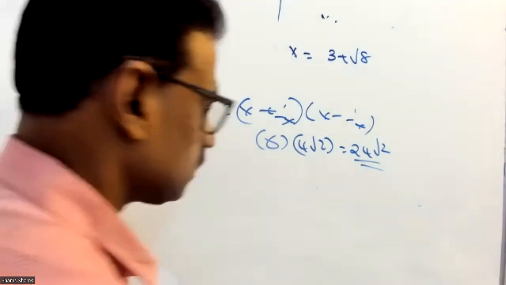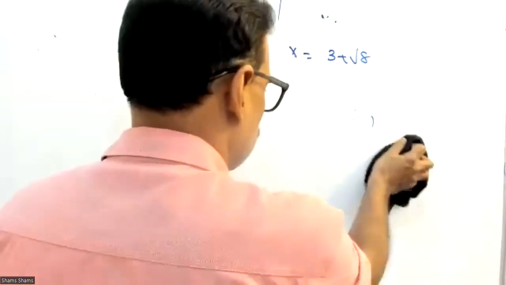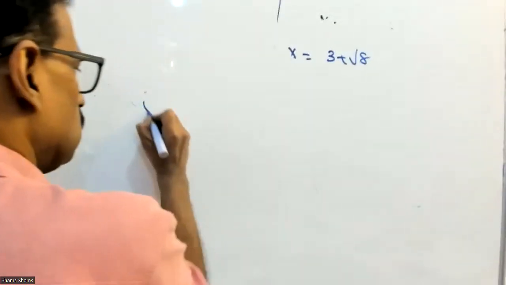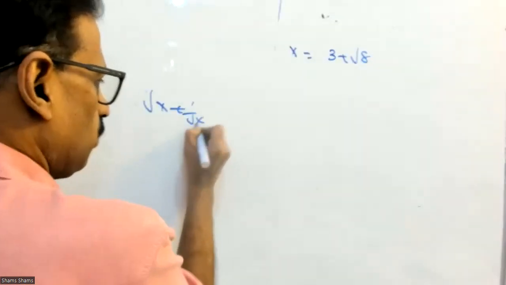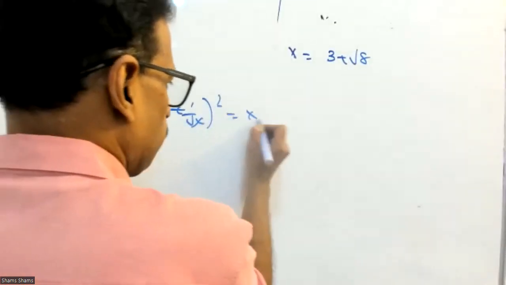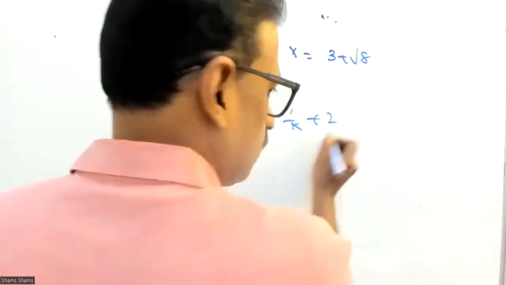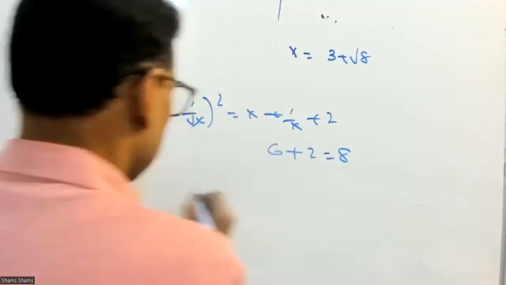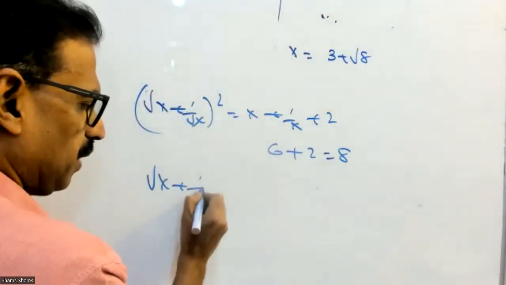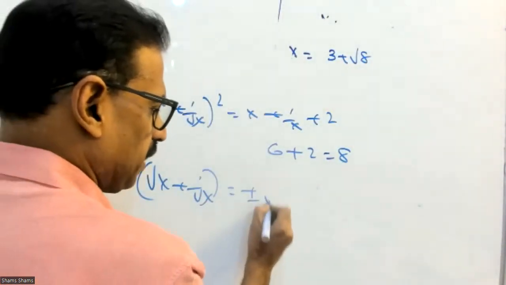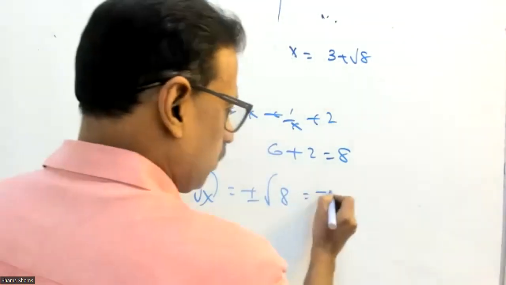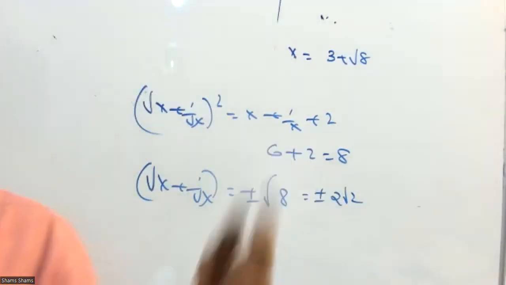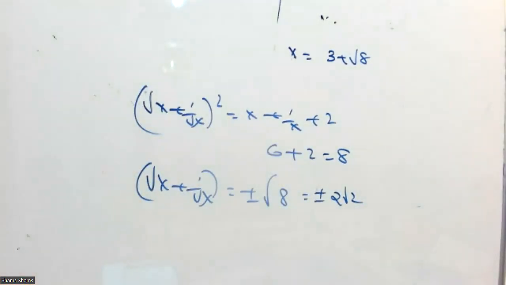Okay. So next one. What is the next one? Root x plus 1 by root x whole square. So x plus 1 by x plus 2, right? X plus 1 by x is 6. 6 plus 2 equal to 8. So root x plus 1 by root x equal to plus or minus root of 8, right? That is equal to plus or minus 2 root 2. Put on board. Okay. Simplify that.